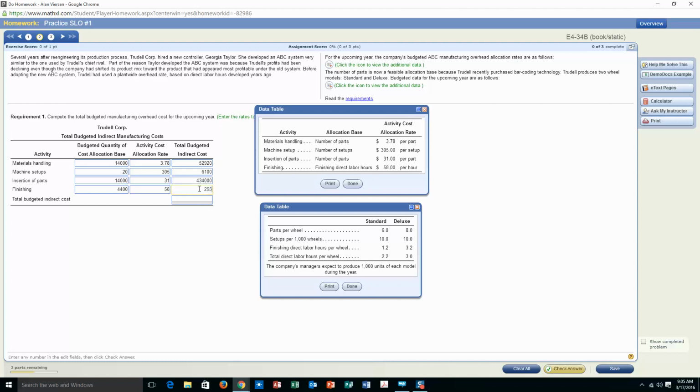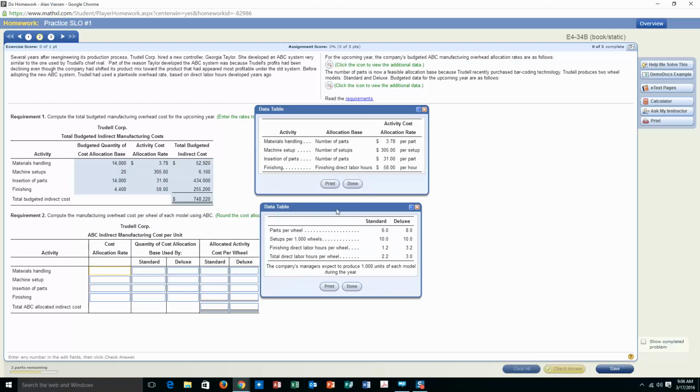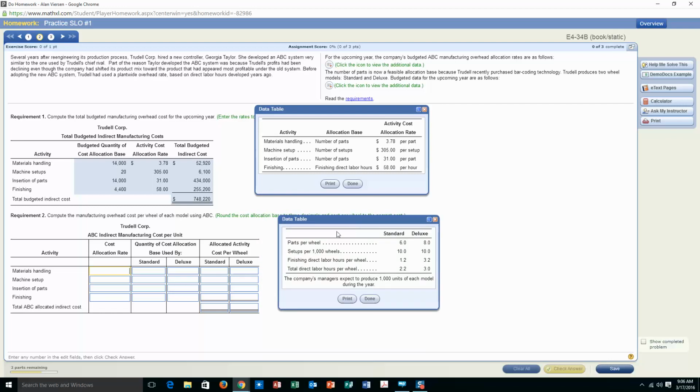And again, I'm taking the allocation rate directly from this table. So 255,200. Add these together, 748,220. And we have our table completed. Okay, now I'm going to help you begin this particular table also. This says compute the manufacturing overhead cost per wheel of each model using ABC costing.